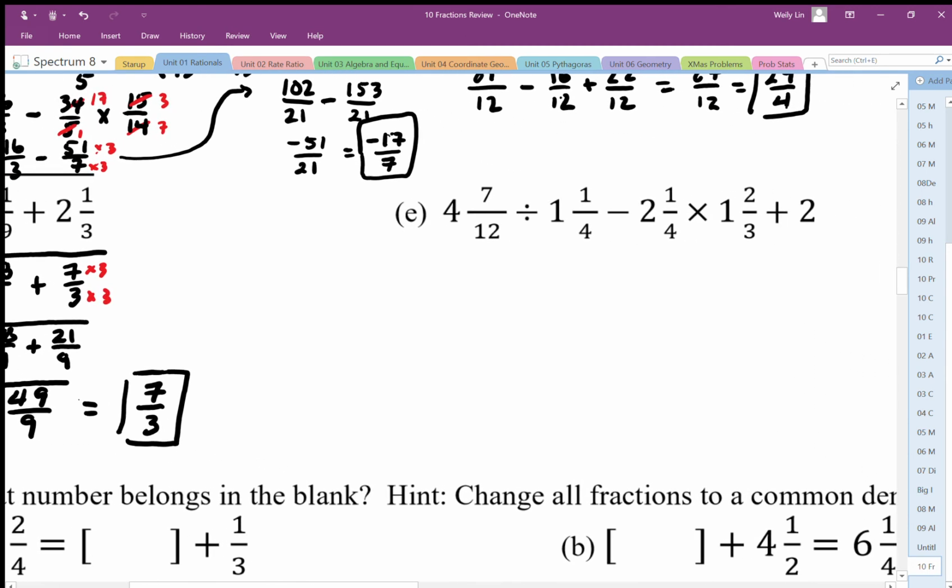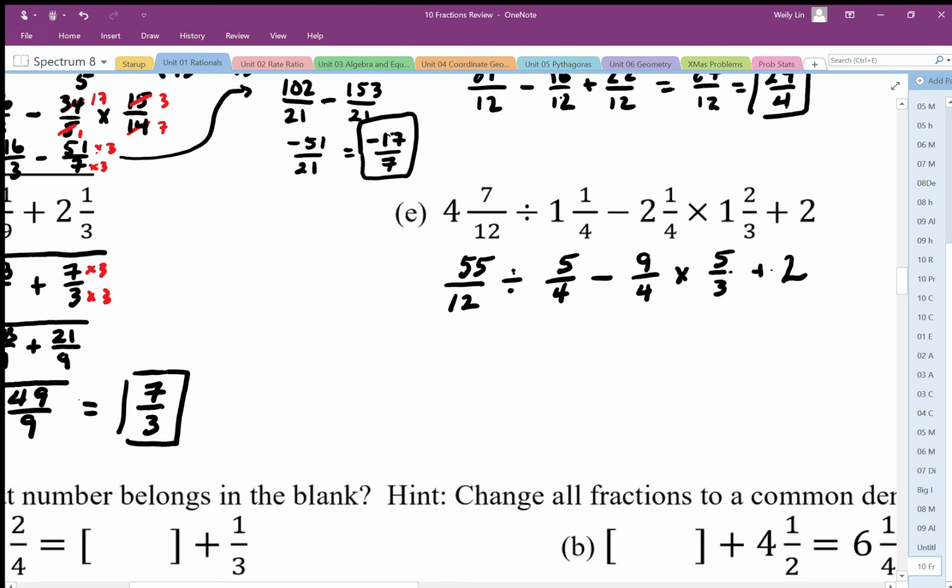For this one here, same thing. We want to do improper fractions first. So we're going to make that into 55 over 12 divided by 5 over 4 minus 9 over 4 times, this is going to be 5 over 3 plus 2.